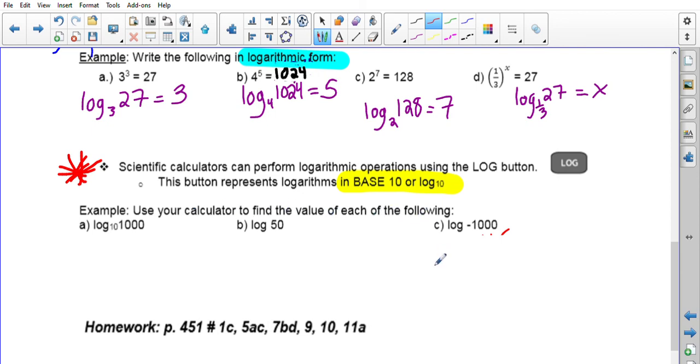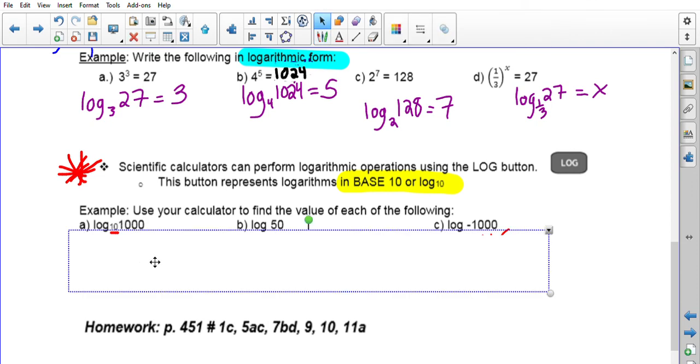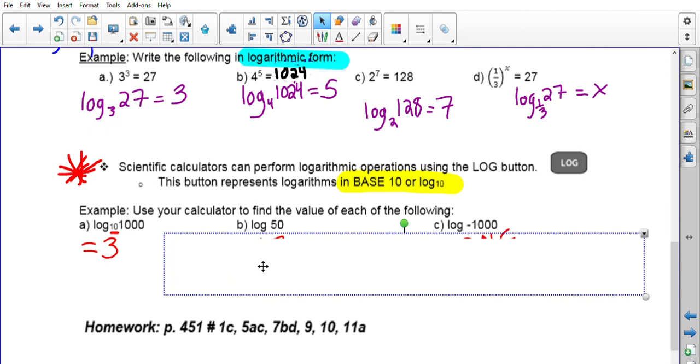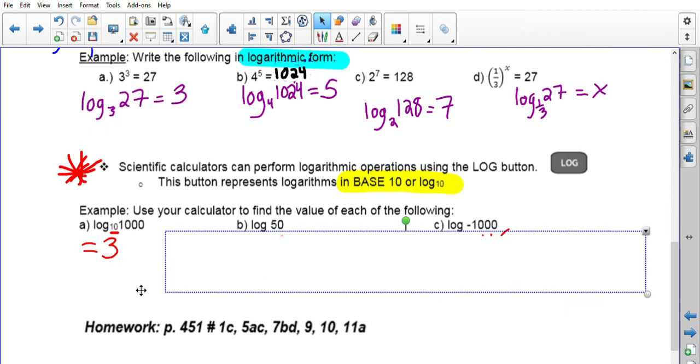Because here, see how the base is 10? That means you're going to type into your calculator right now log of 1000. The 10 is already automatic, so you don't have to enter it in. So you're going to do log of 1000, and you should get an answer of 3. If you are not getting that, then you might want to get to know your calculator a little bit and maybe see what you have to do to get that answer.